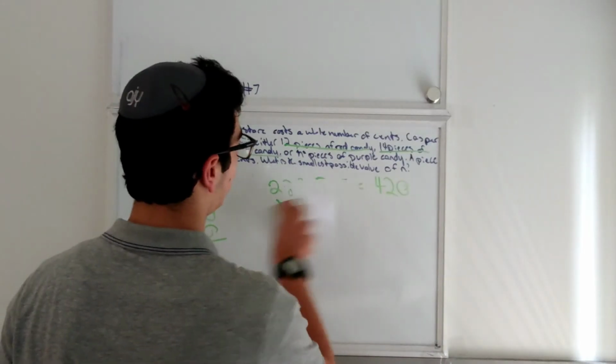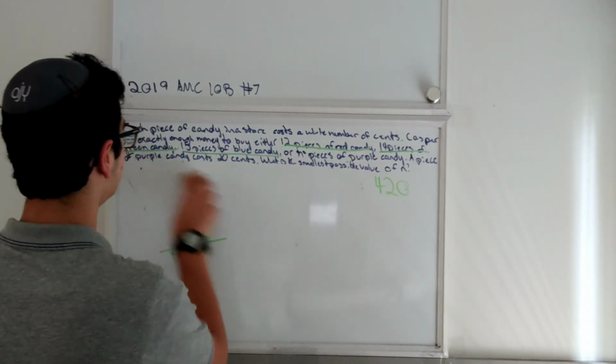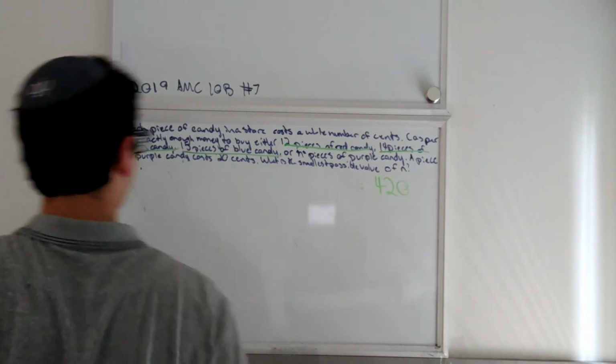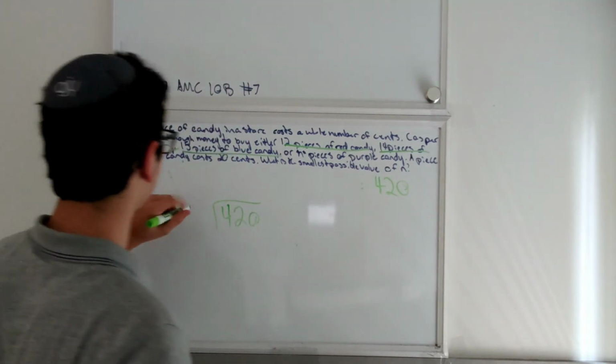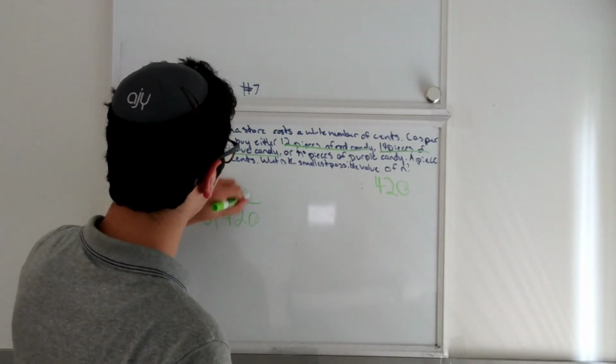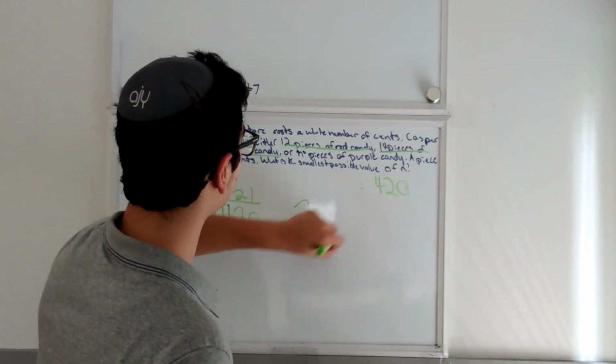Now all I have to do is find out how many purple candies she can buy. So it's going to be 420, the total amount that she brought, divided by its cost, which is 20. The answer is going to be 21. So the minimum possible value for N is 21.